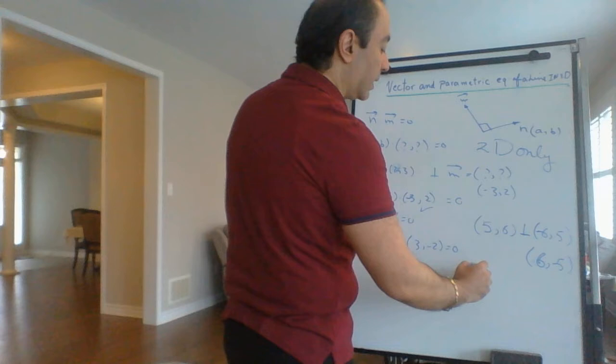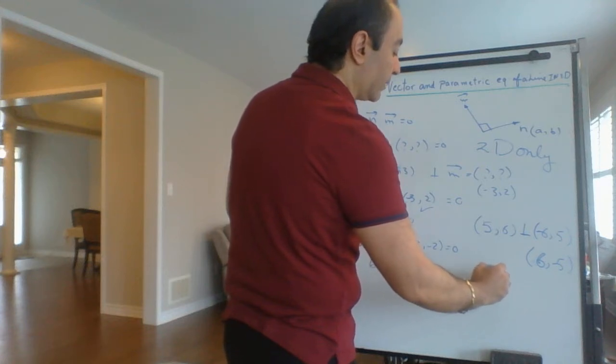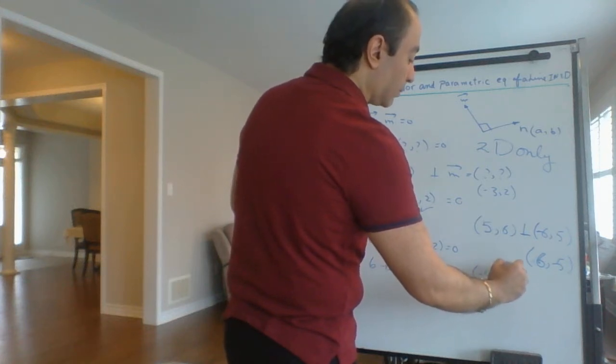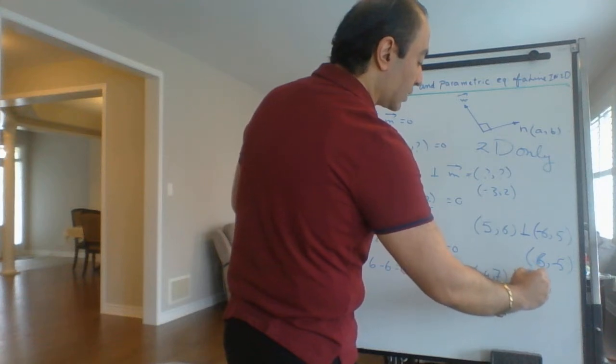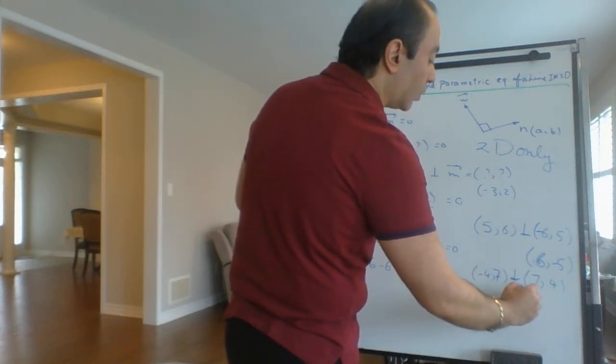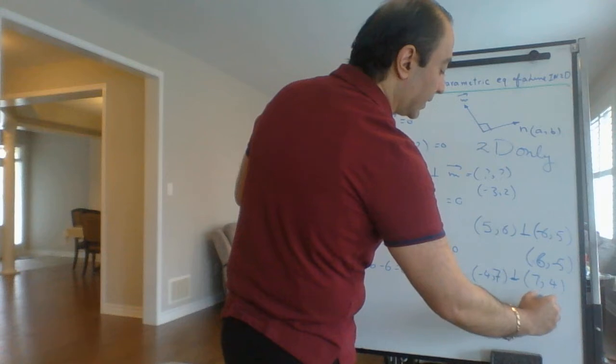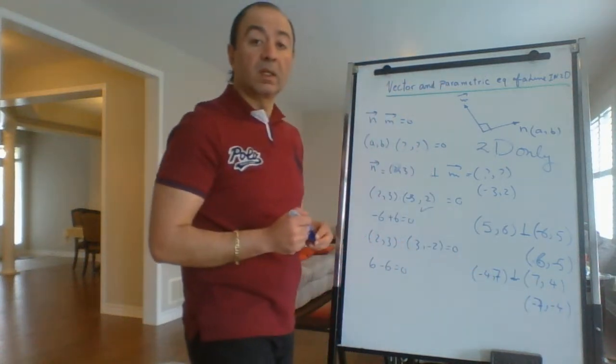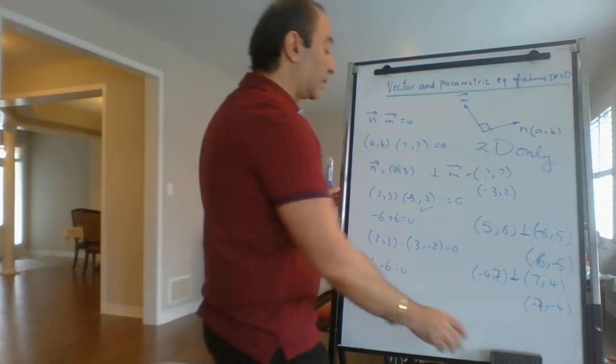Okay, let's say negative 4 and 7. Perpendicular to it, I exchange 7 and 4 and change a sign, that is good. 7 and negative 4 is good. Okay, this will help us in solving the next example.